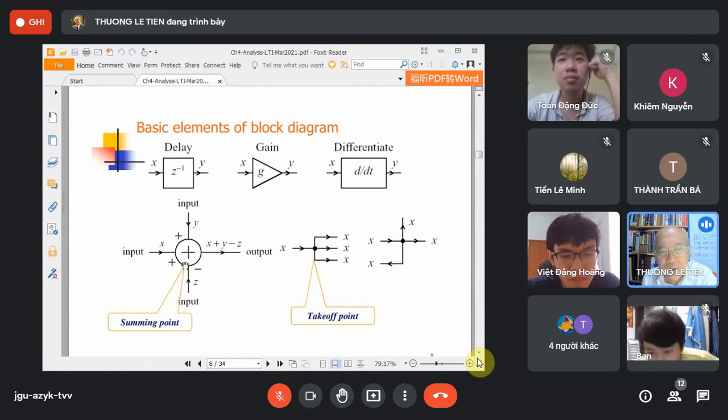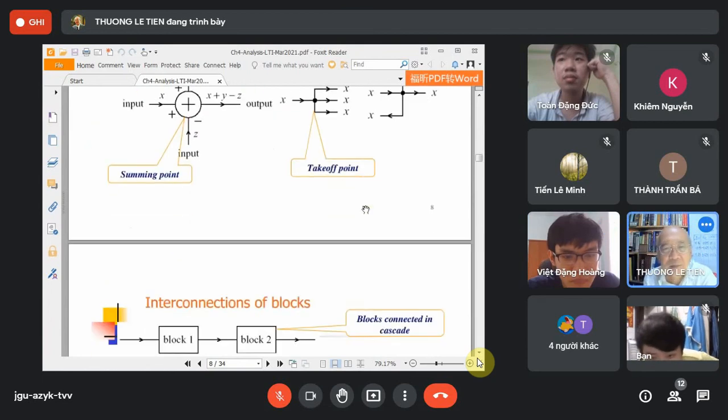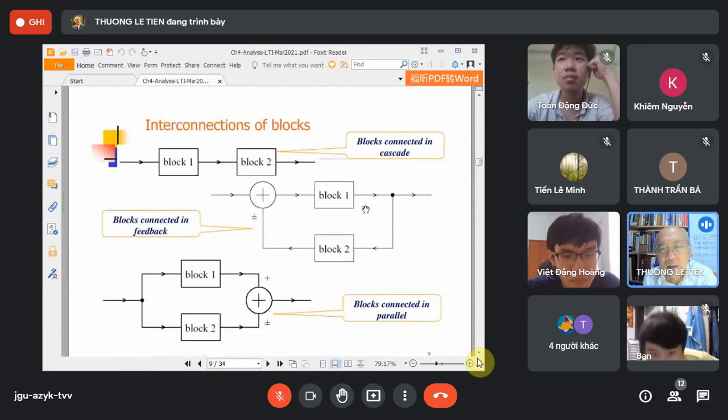And we also may get some point, multiple input, one output. Take-off point, one input, multiple outputs. So we can connect the block diagram in cascade form, dạng nối tiếp, or in feedback form, dạng hồi tiếp, or in parallel form, dạng song song.